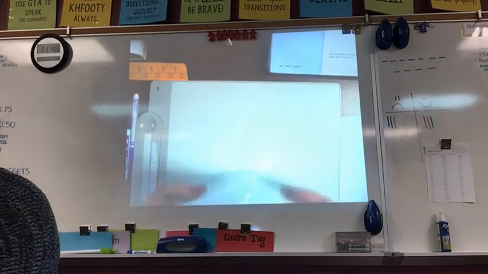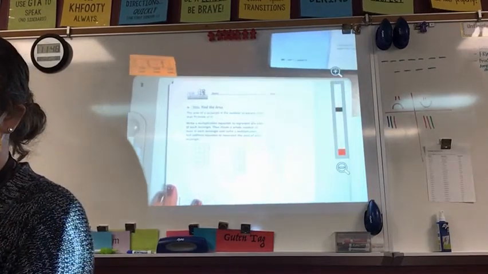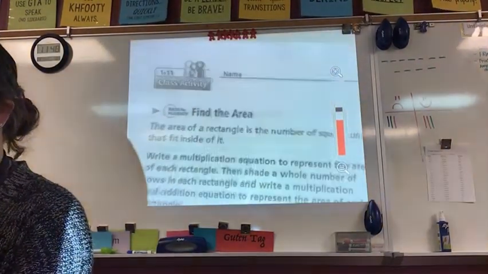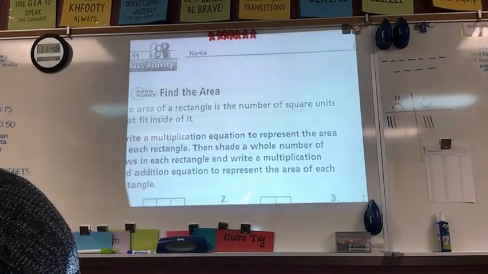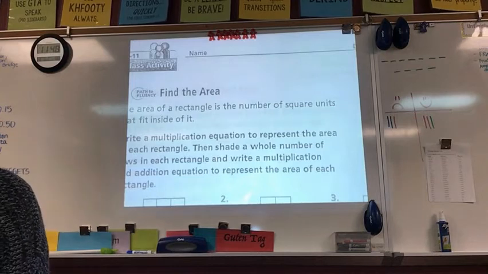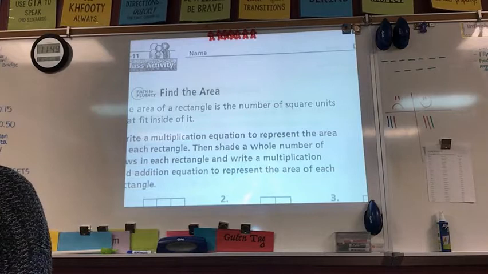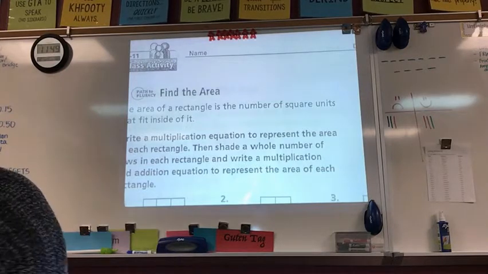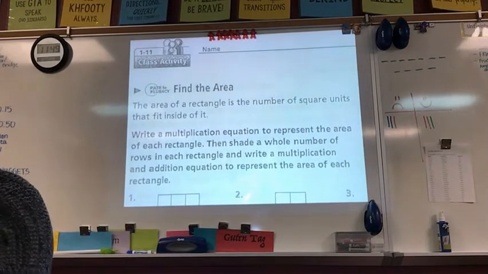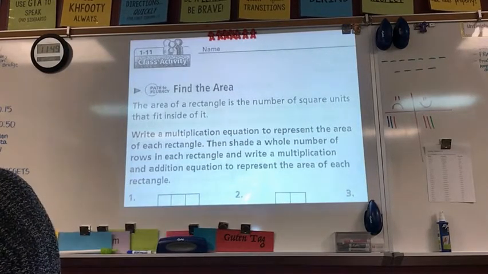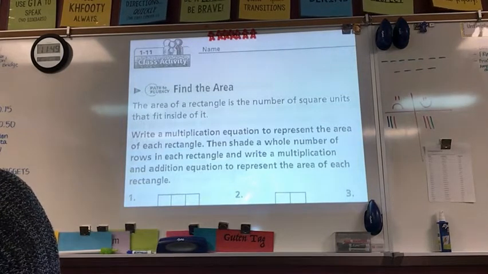We're going to practice some area problems. The area of the rectangle is the number of square units that will fit inside of the rectangle. So we are going to write multiplication equations to represent the area of each rectangle. Then we're going to go ahead and use that distributive property to shade just split up or distributive chunks and write a multiplication for that. Are you ready? Yes, I am.